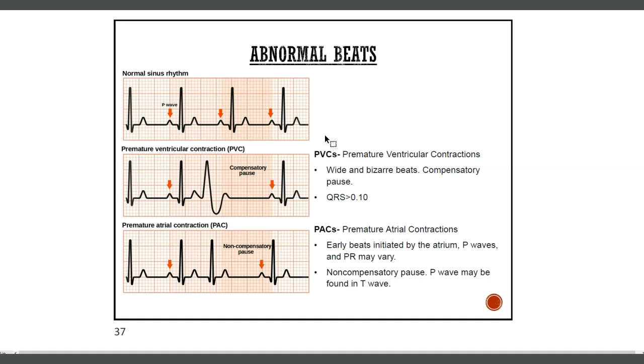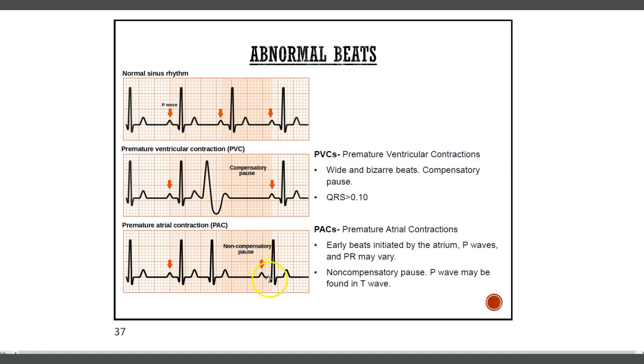Now, one abnormal beat that you're probably going to be encountering would be the PVC. PVC stands for premature ventricular contraction. With premature ventricular contraction, as you can see here, this looked the same, and all of a sudden, this weird looking beat happened, right? So PVCs are basically wide, bizarre looking, and they contain a compensatory pause. And also, you have to look at the QRS, it's going to be wide. It's going to be greater than 0.10.